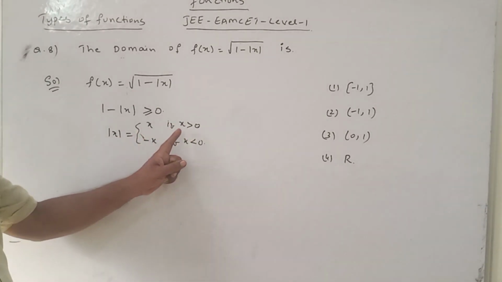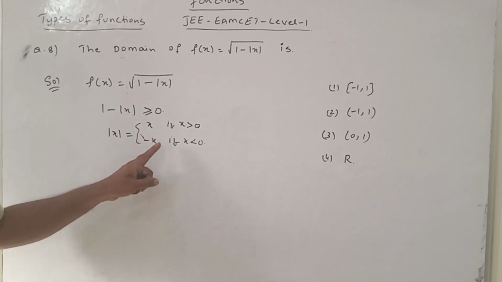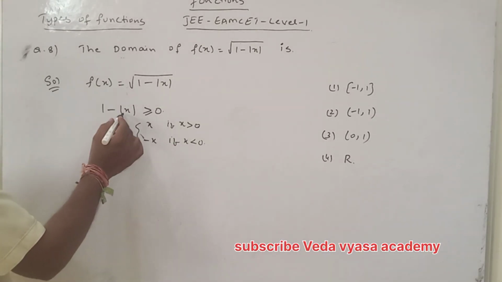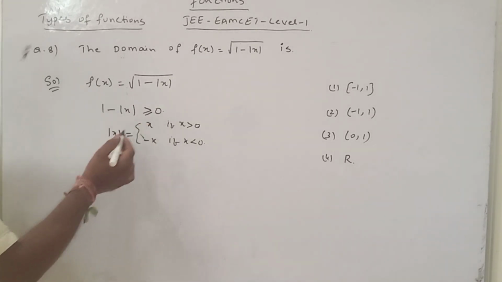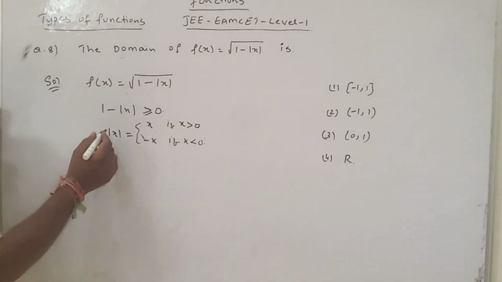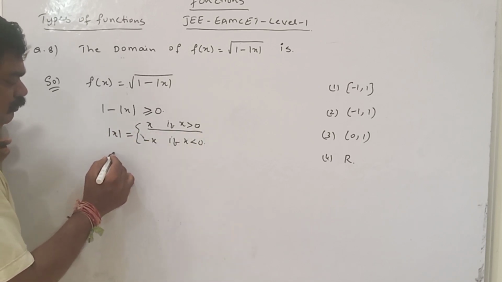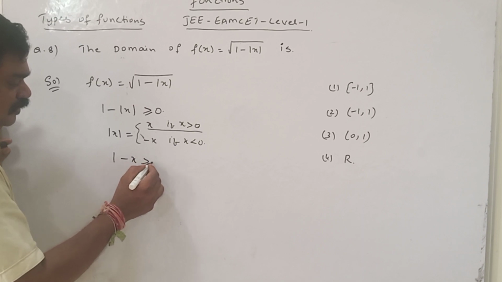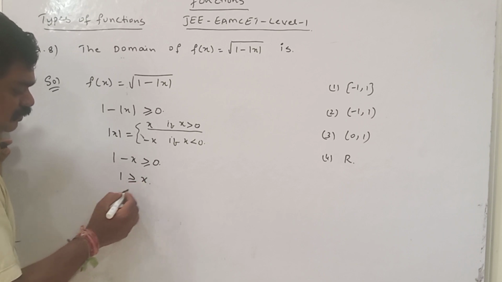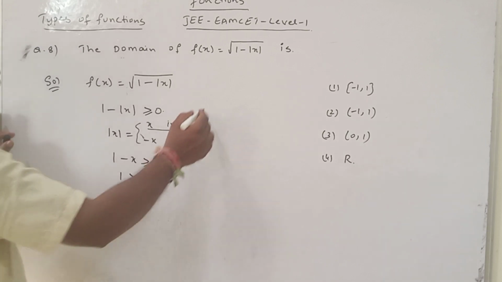If x is greater than 0, mod x is equal to x. If x is less than 0, mod x is equal to minus x. So first you take this condition: 1 minus x greater than or equal to 0. Then 1 is greater than or equal to x. So x is less than or equal to 1.